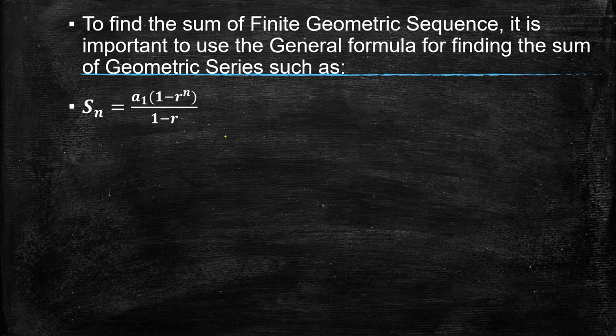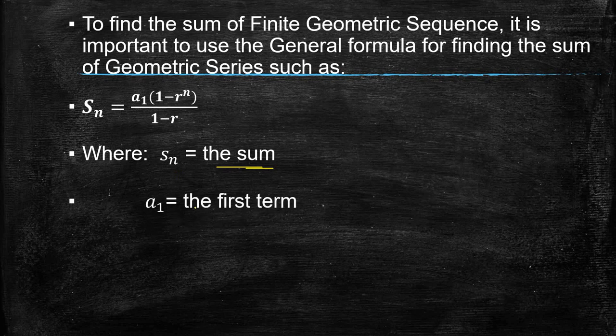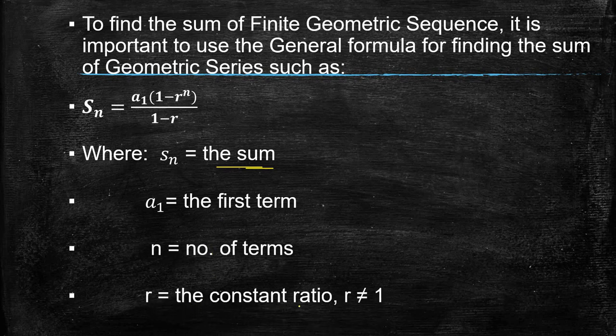So, we have here the formula. S sub n is equal to a sub 1 times the quantity 1 minus r raised to n, all over 1 minus r. Where S sub n is the sum, kasi para di na malito, ang gagamitin natin is letter S for the sum. And then, as usual, yung a sub 1 natin is the first term, n is the number of terms, and r is the constant ratio or the common ratio.